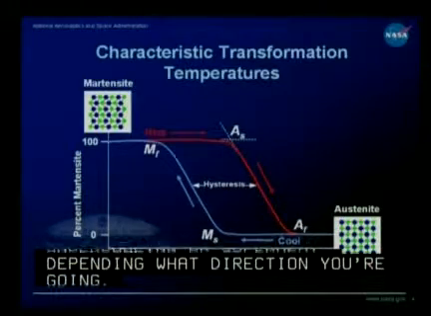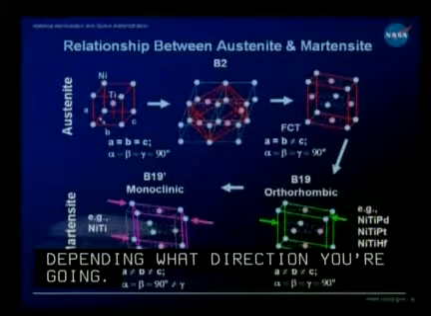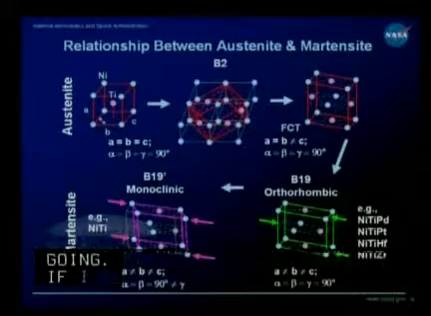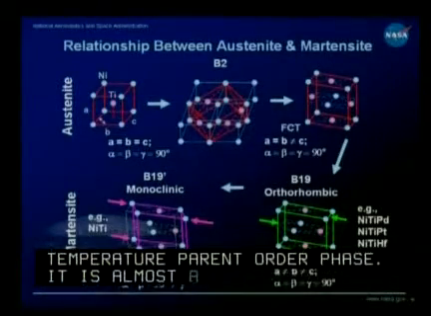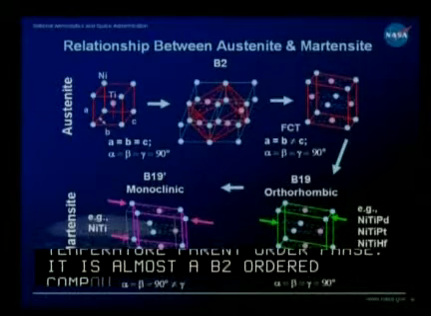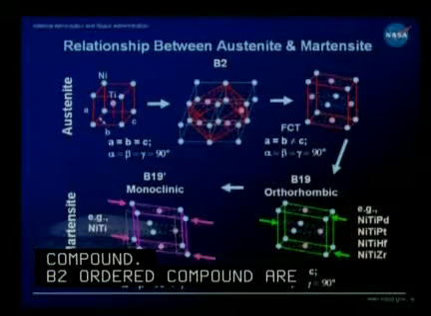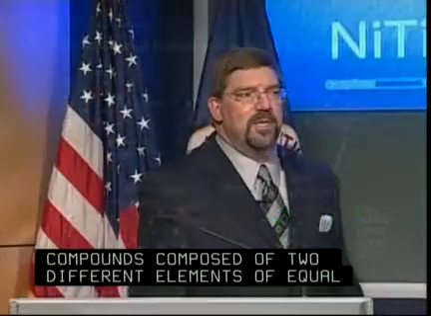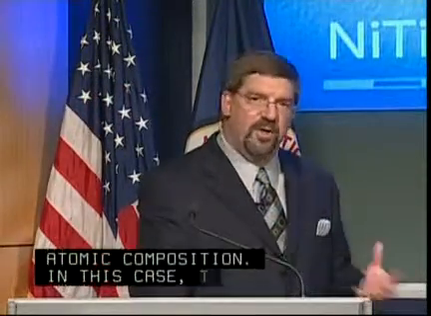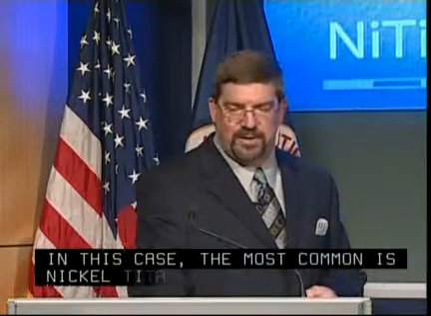Now if I could have the next slide. I talk about this high temperature parent ordered phase. It's almost always a B2 ordered compound. B2 ordered compounds are generally binary compounds composed of 2 different elements of equal atomic composition. In this case, the most common shape memory alloy is nickel titanium, so you'd be referring to something that's very close to 50% nickel, 50% titanium.